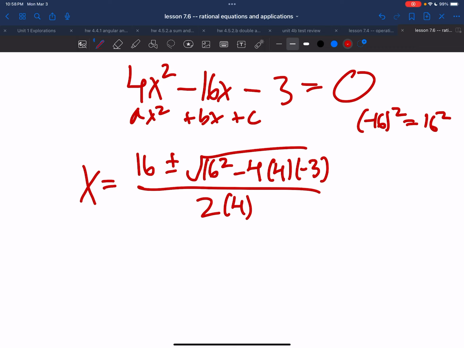Okay, and so then I just need to solve this, right? Now, one of two methods. Number one, this is on the calculator section, so you would have a calculator.